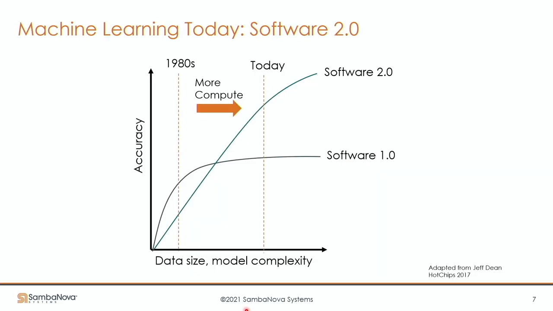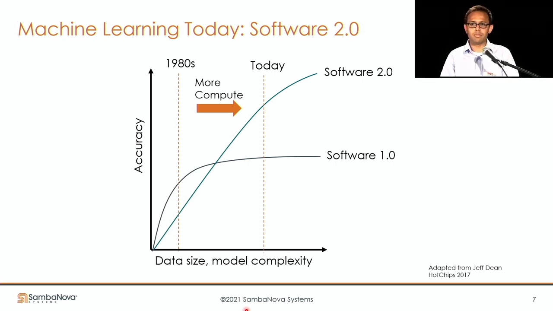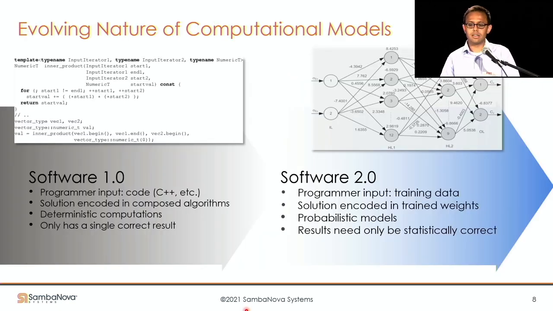So why, I kept saying the word data flow. The next few slides are going to talk about why we want data flow. As we have seen in numerous presentations in this current Hot Chips and earlier, we know that advances in modern machine learning and software 2.0, which is the newer way of building software, have surpassed the capabilities of the older way of software.